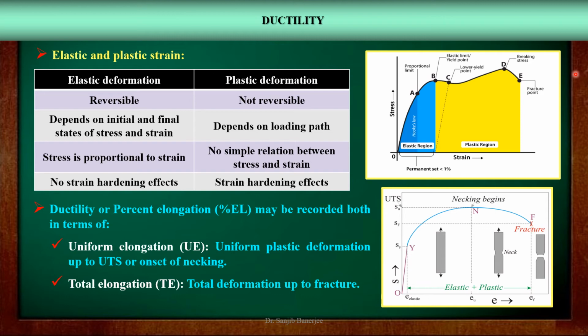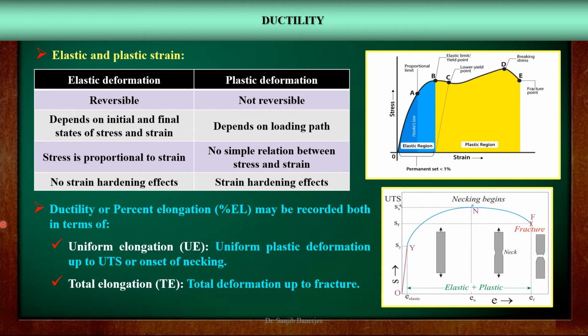And lastly, during the elastic deformation, there is no strain hardening effect, while during the plastic deformation, we see the strain hardening effect. That is, after the yield point B, the stress strain curve moves up due to the phenomena of strain hardening.